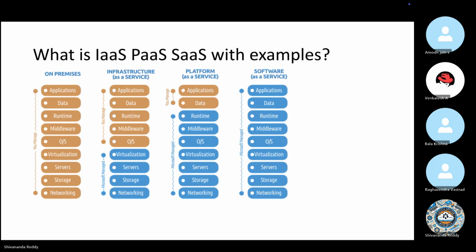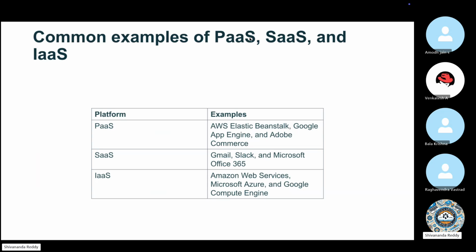Okay. Next, what are the common examples? IaaS means all the public cloud providers will offer IaaS: Amazon Web Services, Microsoft Azure, Google Cloud. Then SaaS, examples like Gmail, Slack, Microsoft Office 365. They will provide this to us, and you just need to use their software and you are able to do your work.